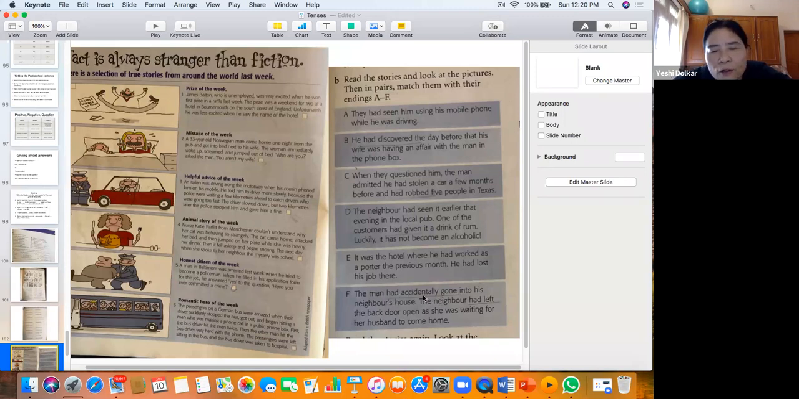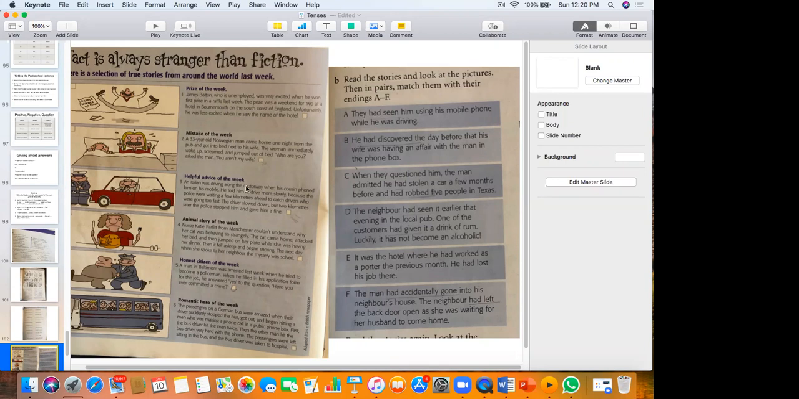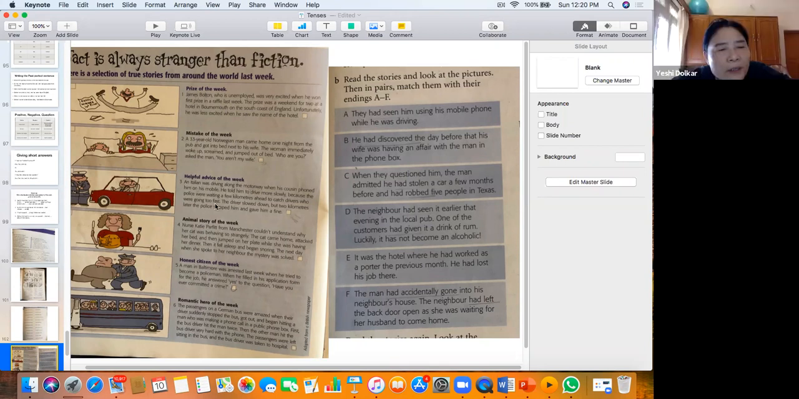So you can see they are all in the past perfect tense. So it's the past perfect because it happened before. Okay, what about the third one?